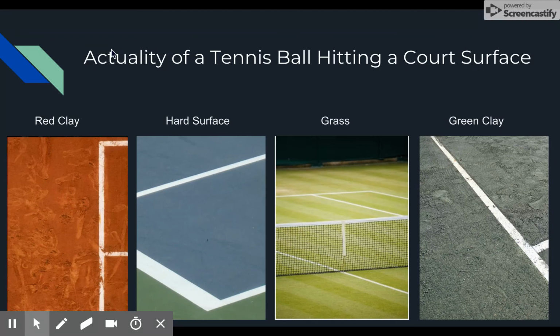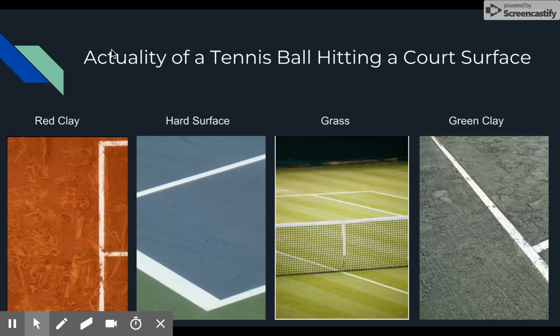In application, the trajectory of the ball after making contact with the court's surface will be dependent on the spin type and the surface type of a court. In tennis, there are several types of courts, but for analysis' sake, we'll focus on the four listed above, respectively being red clay, hard surface, grass courts, and green clay. Now, combining these surface types with any kind of spin could produce any sort of resulting trajectory, and so we'll first focus on the courts alone.